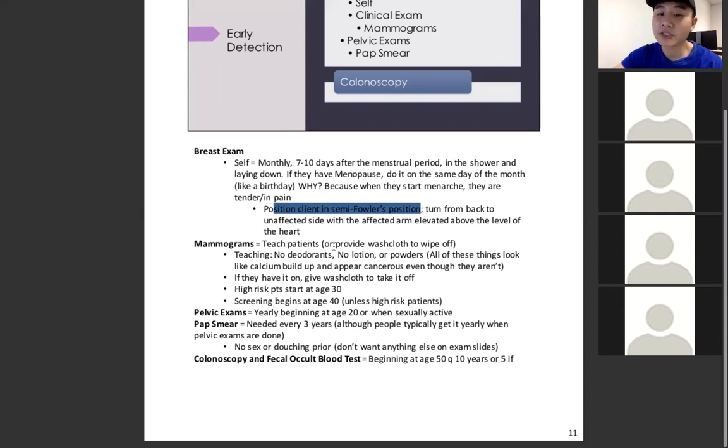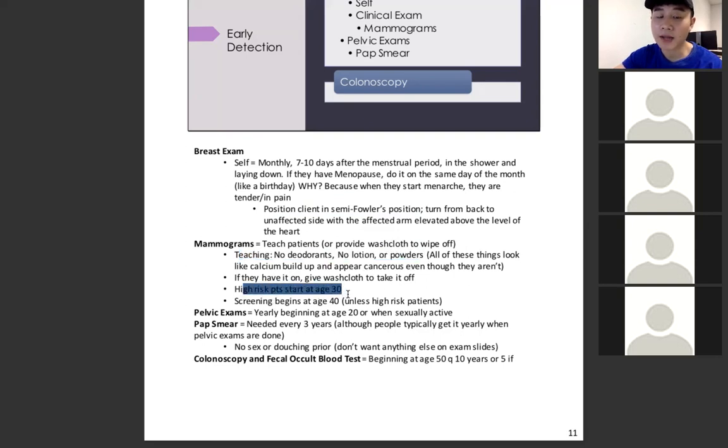For mammograms, we have to teach the patient or provide a washcloth to wipe off. Teach them no deodorant, no lotion or powder. All of these things look like calcium buildup and appear cancerous even though they aren't. So make sure to give the teaching before the patient does the mammogram. Definitely no deodorant, no lotion, and no powders. If they have it on, we have to give them washcloths to wipe it off.